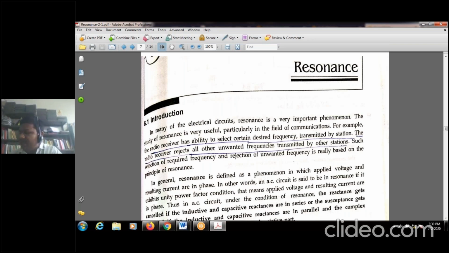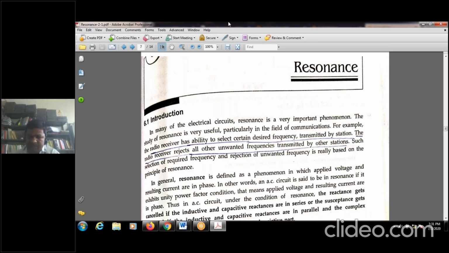In general, resonance is defined as a phenomenon in which the applied voltage and resultant current are in the same phase. If a circuit consists of RLC components, we can say the circuit is in resonance when the applied voltage and the resultant current are in the same phase. Generally, at resonance, the receiver receives the maximum amount of power, whether in terms of voltage, current or power.